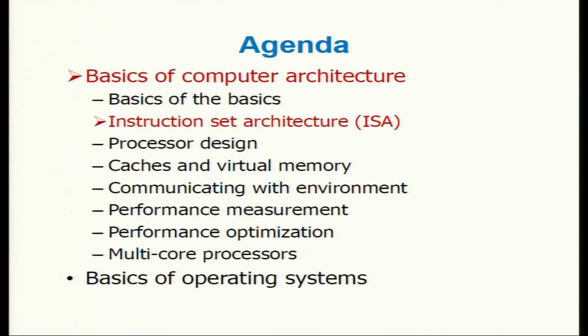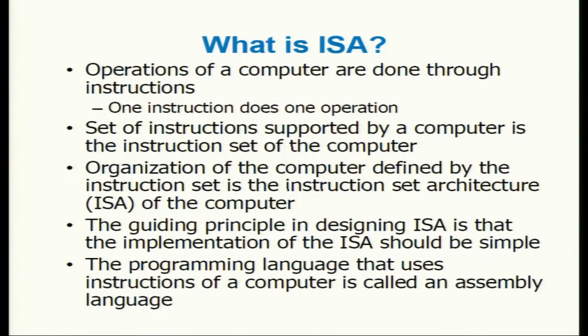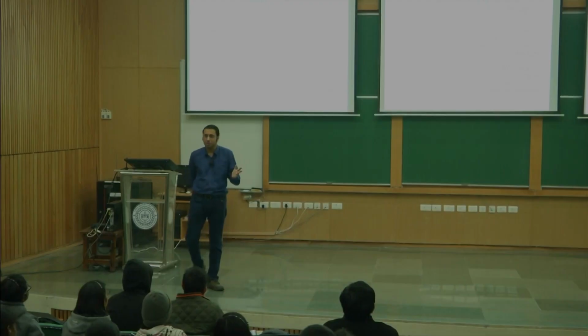So first we'll look at the instructions in a bit more detail. What is the instruction set architecture? Let's try to understand that. I'm sure many of you have heard of this term ISA. Operations of a computer are done through instructions. That's what we just agreed. And one instruction does one operation typically, unless you have a very complex processor which can actually do a lot of operations in a single instruction.